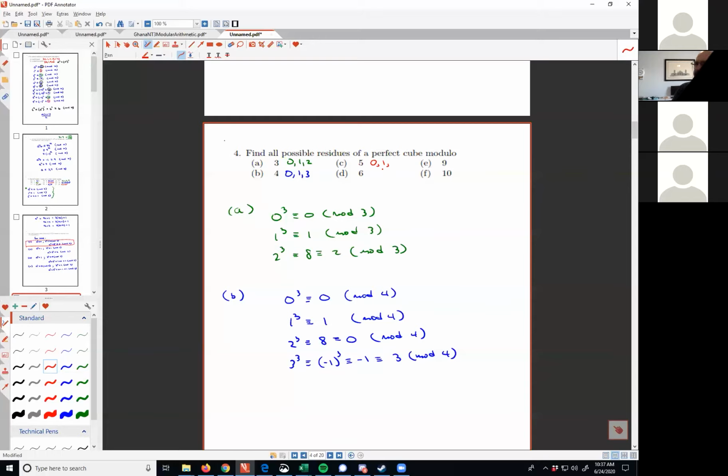I agree that 3 and 4 are in there. Is there nothing that we can cube that gives 2 mod 5? Just cube all 5 residues, 0, 1, 2, 3, and 4. What do those turn out to be modulo 5?